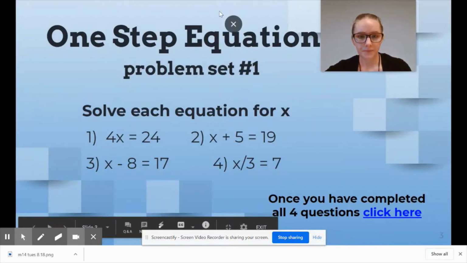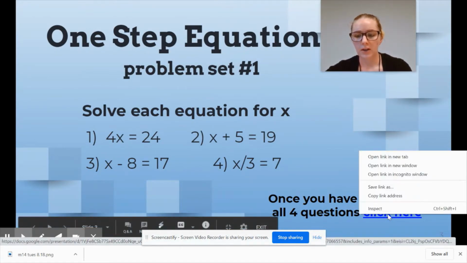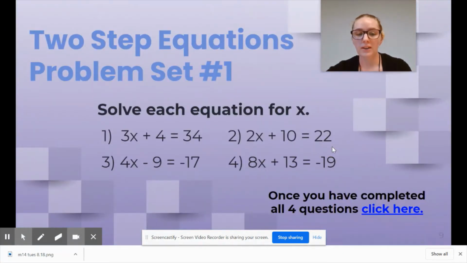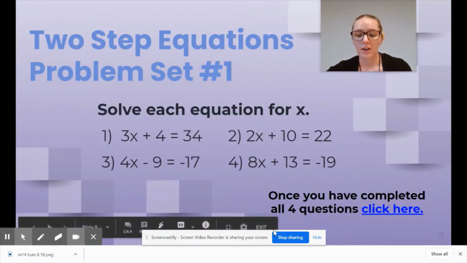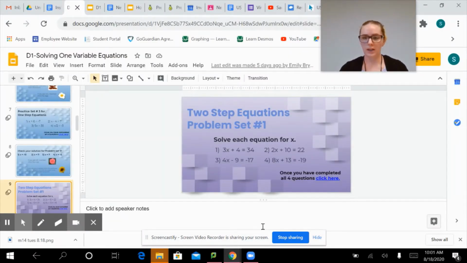First slide here, you solve these 4 questions. All right, and then you'll click there. Did you get them all right? Hopefully you will, and then it takes you to the next slide. All right, so if you get any of them wrong, you need to click the correct button or the correct picture.